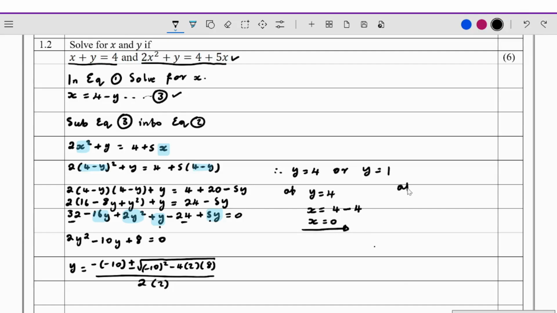And then here you're going to say at y equal to 1, what is the value of x? The value of x is going to be the same formula. You're going to say 4 minus 1. That means the value of x, 4 minus 1 is going to give us 3. And that is the value of x right there.